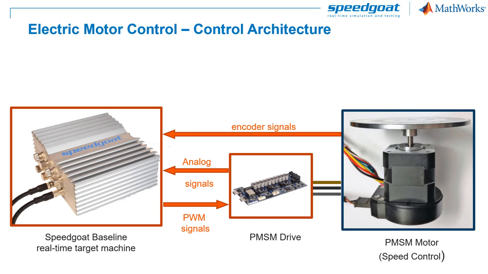For our motor demo, this simple diagram summarizes the interfaces between the control, the drive, and the electric motor on the right. The control algorithm is running in the baseline real-time target machine. This will obtain the rotation from the quadrature encoder sensor. It will also measure the phase current by using analog signals. And finally, it will generate PWM signals to the motor drive in order to control the electric motor. We'll configure all interfaces from Simulink.